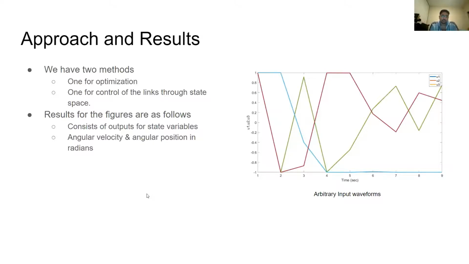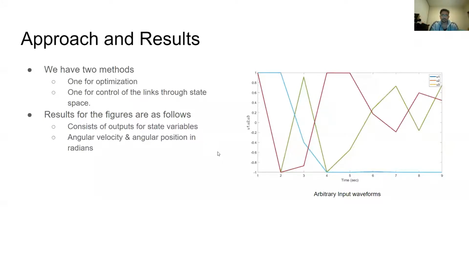and different methods in those models. The first model is the one for optimization, and the second one is for the control of links through state space. So in the optimization models, we tried designing a model which uses the fmincon function and two different algorithms. The first one we used was sequential quadratic programming, and the second one was interior point. For both of these algorithm types, we gave arbitrary input waveforms.